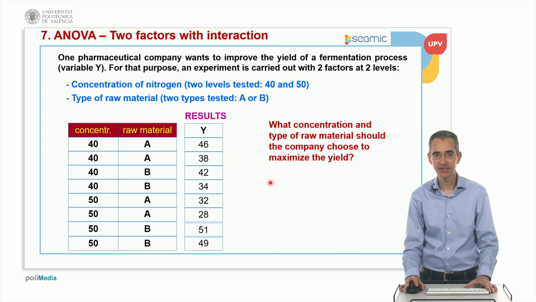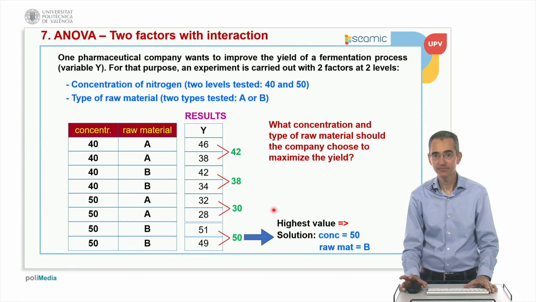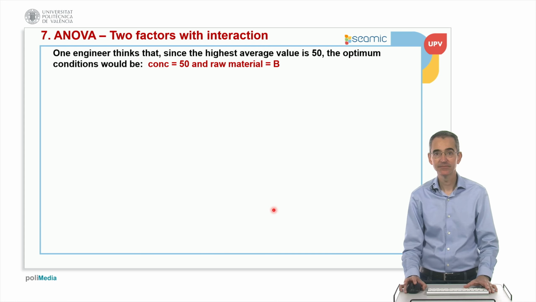Then the target of this experiment is to determine what concentration and type of raw material the company should choose to maximize the yield. Well, if we average the pairs of replicates, we can see that the maximum value corresponds to this one. So when we work with concentration 50 and raw material B, on average we obtained the highest value. Does it mean that the best recommendation is to work with this condition? Well, maybe, but not necessarily.